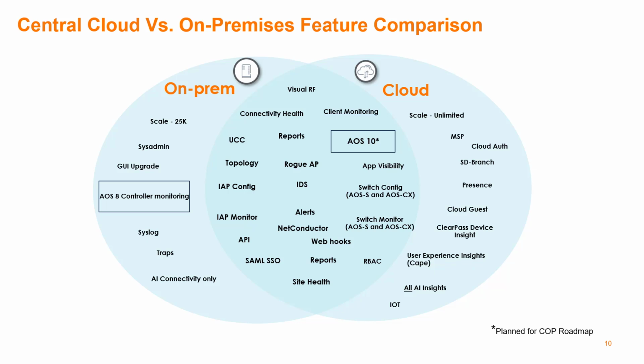When it comes to which way to go, shall I go cloud or shall I go on-prem? That all depends on what you're really looking for, what kind of support you would like to have. Here you can see the common features between the cloud version of Central and the on-prem version of Central. If you would like, for example, to support Aruba OS 10, even though that is on the roadmap to be supported on Central on-prem, at the point of our presenting this, Aruba OS 10 is not supported on Central on-prem.